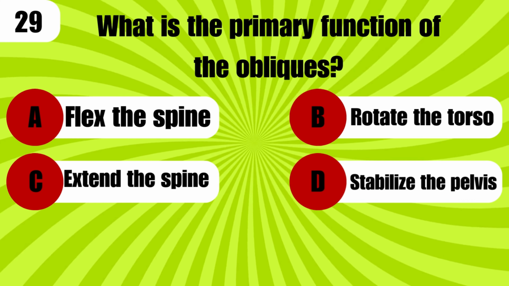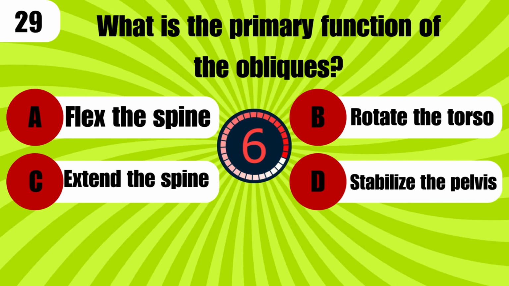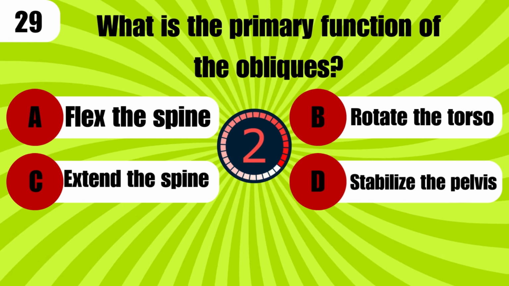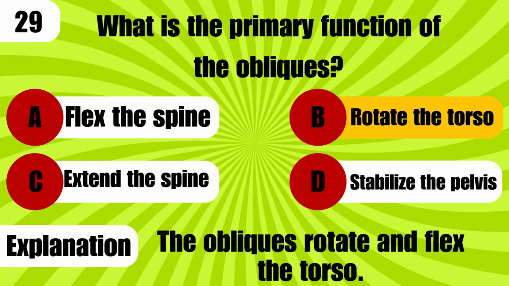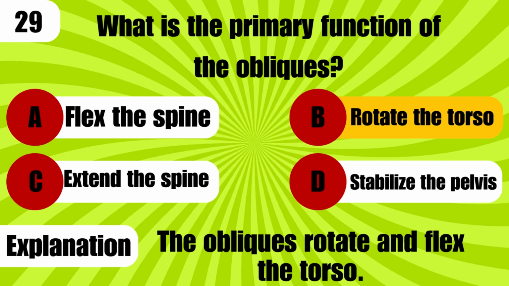What is the primary function of the obliques? Option A flex the spine, rotate the torso, extend the spine, stabilize the pelvis. The right answer is rotate the torso. The obliques rotate and flex the torso.